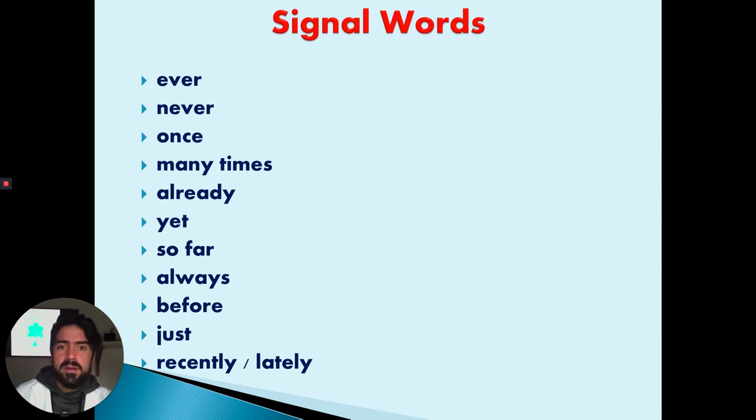How can we recognize the present perfect? We can check some signal words. Okay, for example, ever, never, once, many times, already, yet, so far, always, before, just, recently, or lately. Since, for are also used with present perfect. Okay, take this into account because sometimes we tend to be confused with present perfect and past simple. But if you see these words, you say, oh yes, this is present perfect.